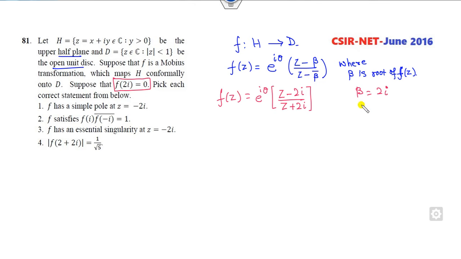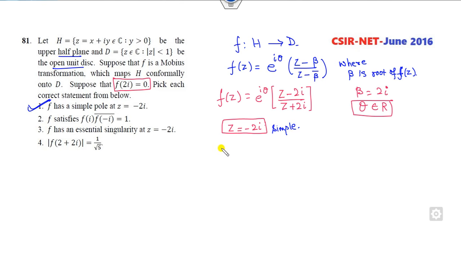Clear? Where theta belongs to the real numbers. Now you can check that f has a simple pole. How can you check for the simple pole? You put the denominator equal to 0. When you do that, you get this point. But make sure that at this point the numerator is non-zero. You can see the numerator is non-zero, so yes, it is a simple pole. So the first option is satisfied.